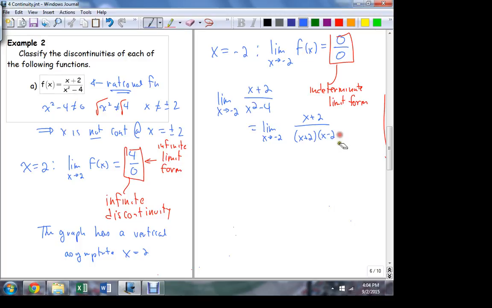And now I can see why this turned out to be indeterminate. It's because the numerator and denominator shared a common factor, and that common factor itself was going to zero. But under the assumption that x does not actually equal negative 2, which is the assumption of the limit, I can simplify, and now these two expressions are the same. And now, what is this limit equal to? So now I can do a direct substitution.